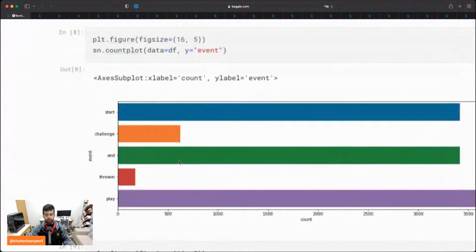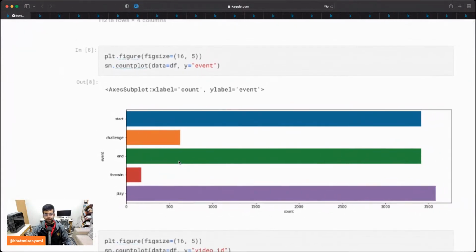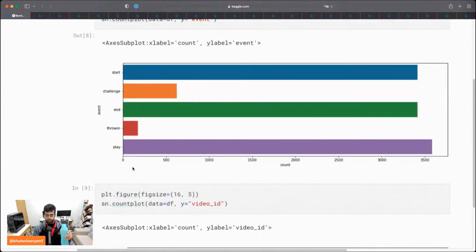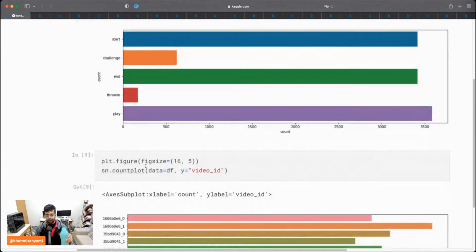You can see that these are the different labels inside the data. It's start, challenge, end, throw in, play. And 3500 is the max value, which is true for three of these. Throw in is like the least probable, surprisingly.